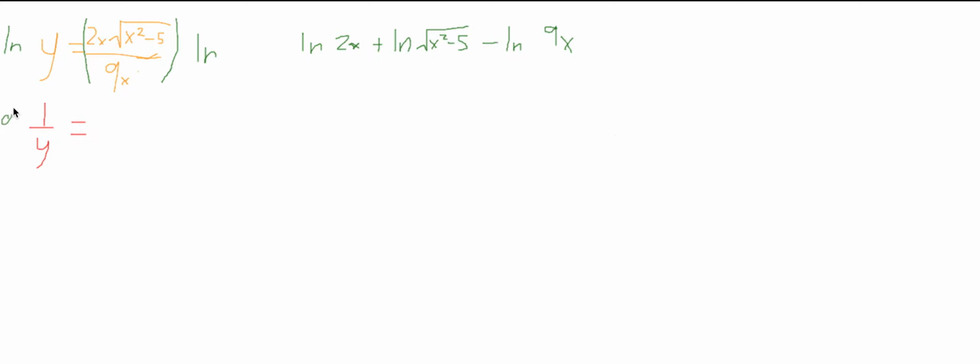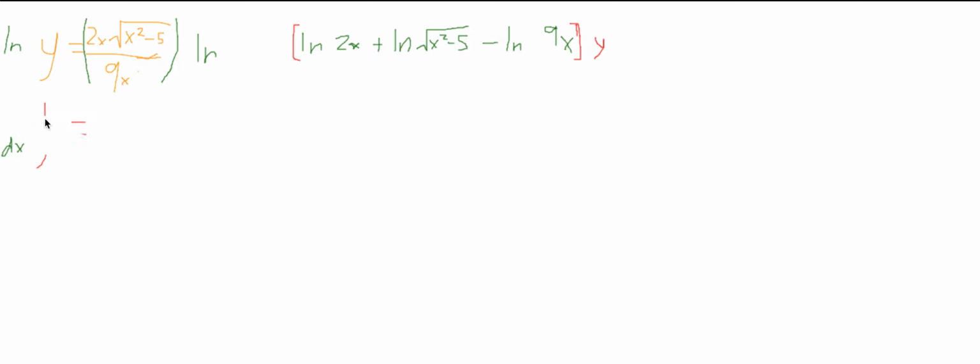And if you notice here, this is also the dy dx. And then the derivative here will be this whole thing times y. Or that will be equivalent to 2x times the square root of x squared minus 5 divided by 9x.